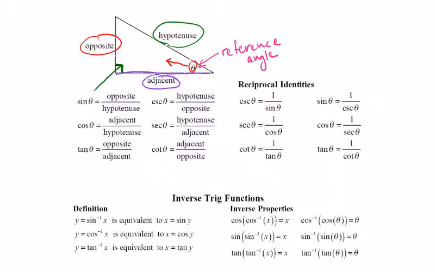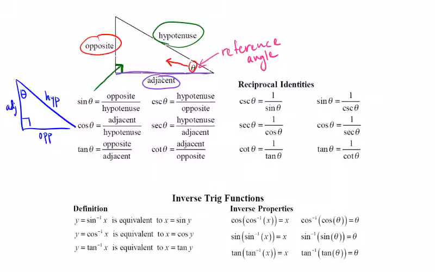Now, if you take the same triangle and put the reference angle here, you put theta here, then now this becomes opposite. Now this becomes adjacent because it's right next to it, and the hypotenuse is still across from the right angle. So you could have the same triangle, but the reference angle shifts to one of the other angles in the right triangle, and that would change opposite, adjacent, and hypotenuse.